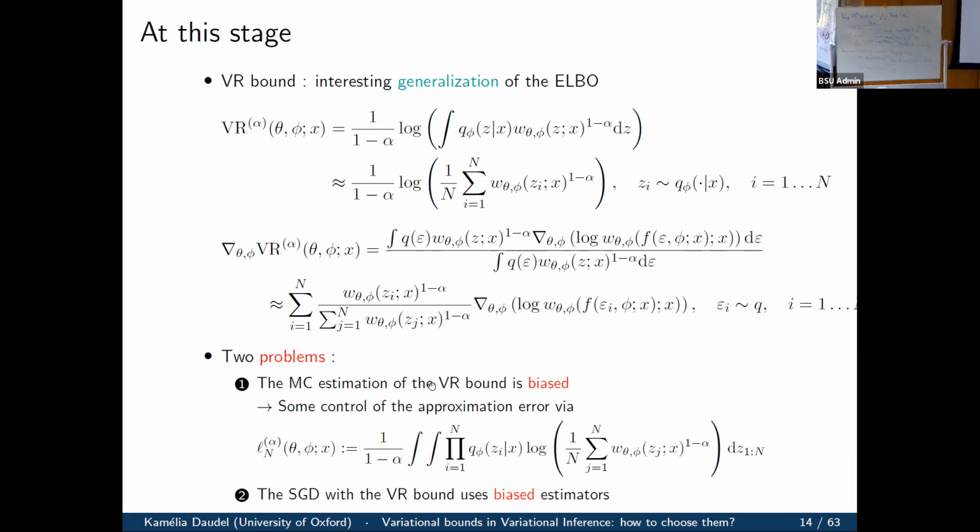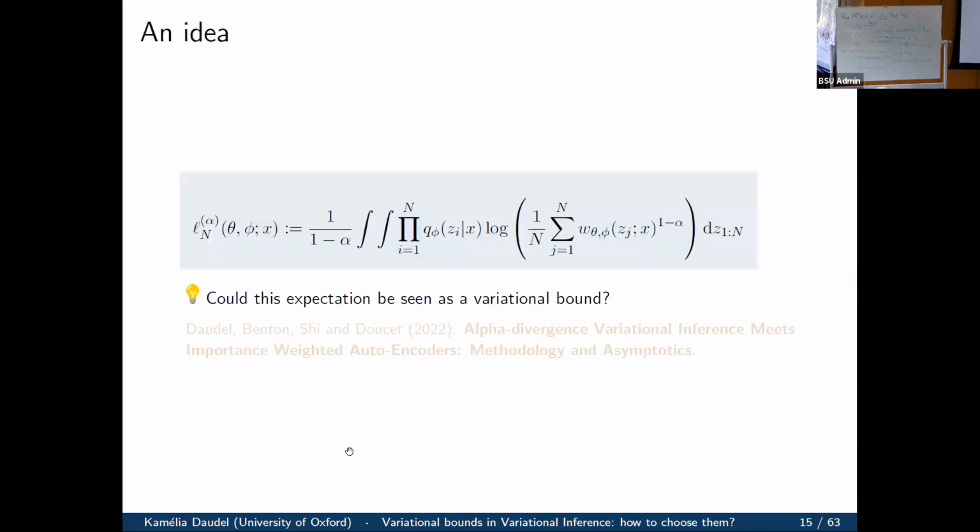All right, so that was the state of the art, and we arrived with my co-authors and said this quantity is actually super interesting. How about we try to see this expectation from another angle? How about we think of this expectation as a variational bound? What I'm going to say now is about this new paper we've put on arXiv with my co-authors Joe Benton, Yuyang Shi, and Arnaud Doucet, which we've called "Alpha Divergence Variational Inference Meets Importance Weighted Autoencoders: Methodology and Asymptotics."